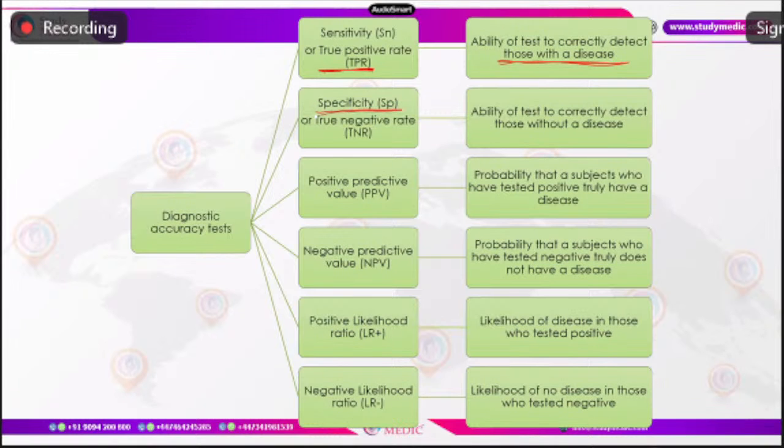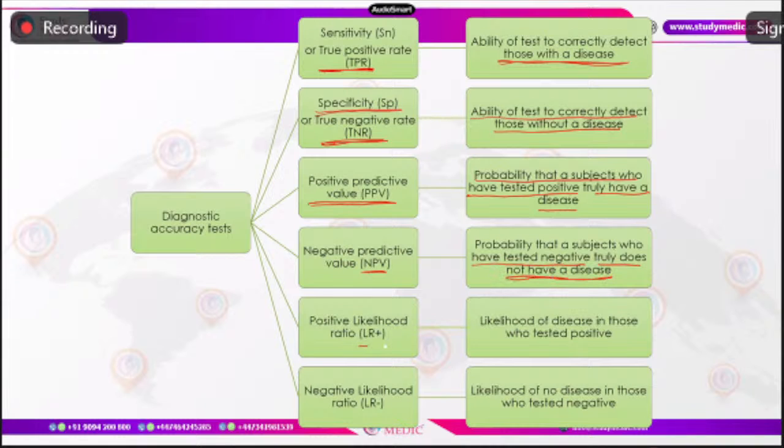The next one is specificity, which is also called the true negative rate. It is the ability of the test to correctly detect those without a disease. True positive rate is nothing but sensitivity. Sensitivity is the ability of the test to correctly detect those with disease, whereas specificity is the ability of the test to correctly detect those without a disease. Now, what is positive predictive value? It is the probability that a subject who has tested positive truly has the disease. And negative predictive value is the probability that those who have tested negative truly do not have the disease.